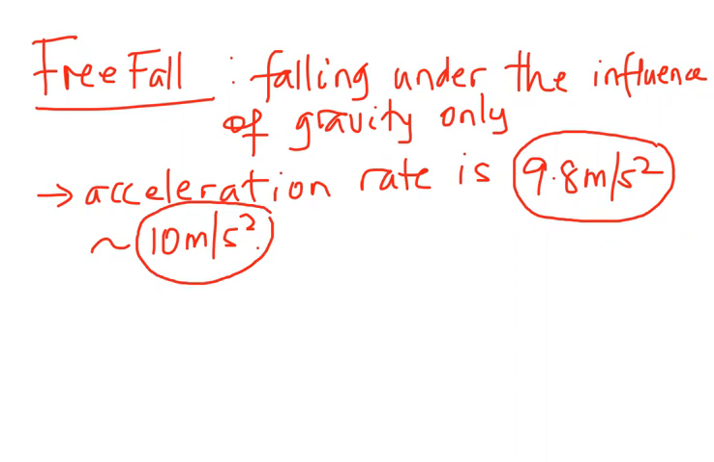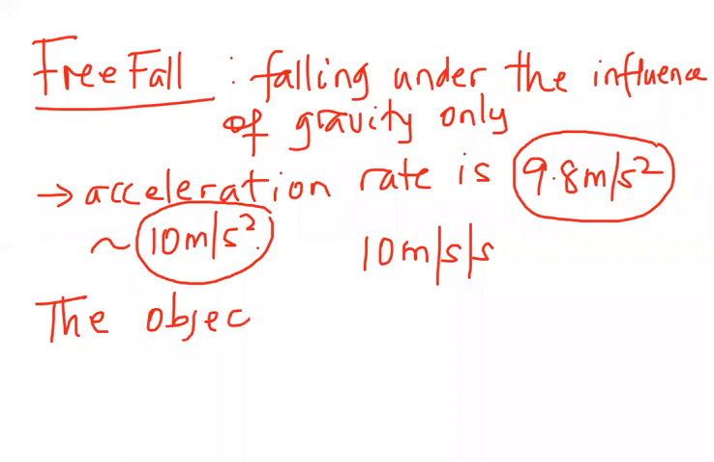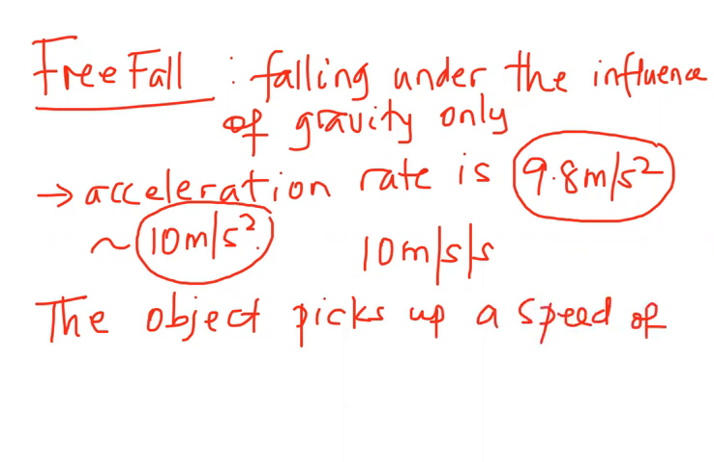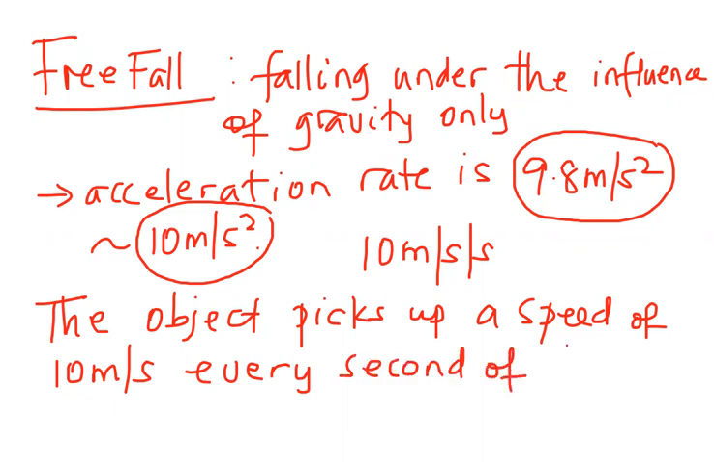So you can read this. Sometimes people write this as 10 meters per second, right? So the meaning is that the object picks up a speed of 10 meters per second every second of falling. That's what it means. So if the object is falling to the ground, it picks up a speed of 10 meters per second every second of falling.